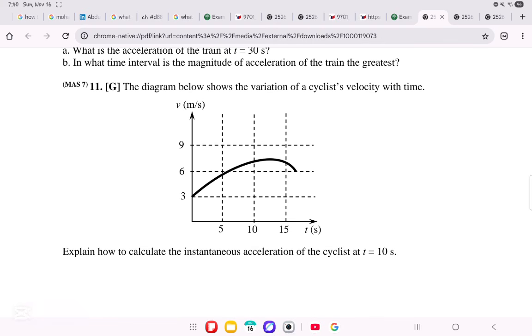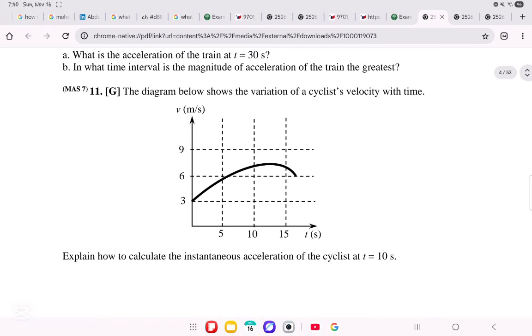In the diagram below, it shows the variation of a cyclist's velocity with time. Explain how to calculate the instantaneous acceleration of the cyclist at time 10 seconds. So they didn't want us to calculate it, they wanted us to explain. They want instantaneous acceleration at time 10 seconds. So I will come to time 10 seconds here. What do I do in this scenario? I will need to draw a tangent. So I draw a line tangent to the VT curve at time 10 seconds. Yeah, this is my line tangent to the VT curve.